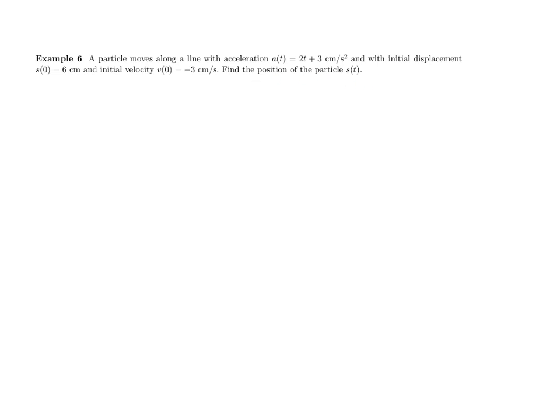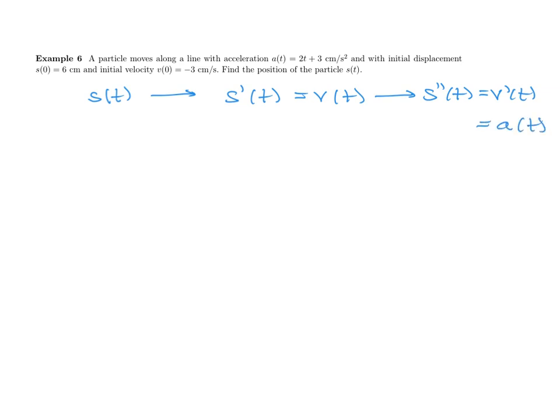Just as a reminder, if you know the position of a particle and you take its derivative, this tells you the velocity. And if you take the derivative of the velocity, or the second derivative of the position function, this tells you the acceleration. So if you know this, you take the derivative, you get velocity. And if you take the derivative again, you get acceleration.